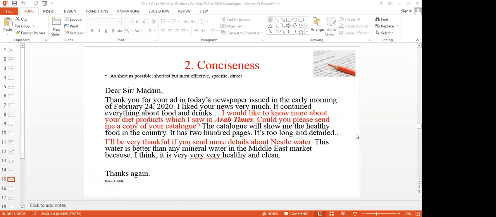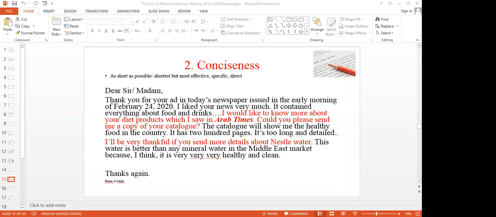I would like to know more about, if you notice the red color, this is the correct, the concise, the clear message. If you continue with the black writing, the catalog will show me the healthy food in the country. It has 200 pages. It's too long and detailed.